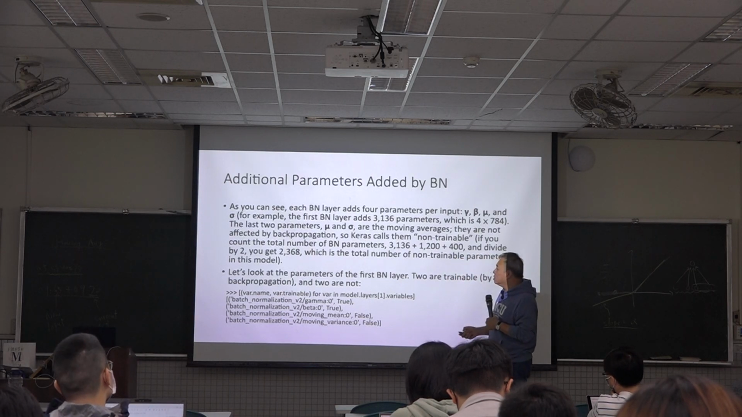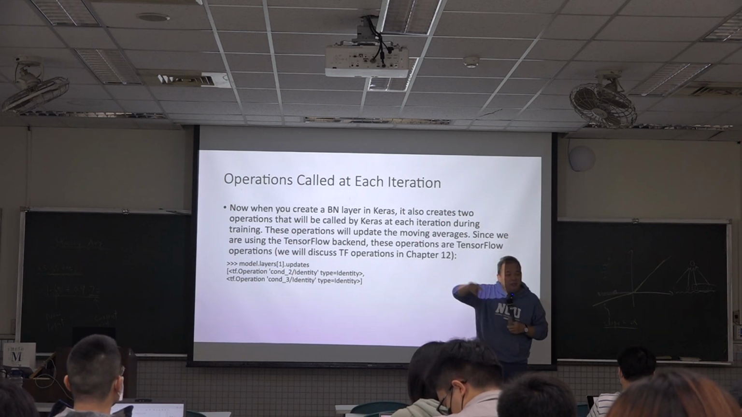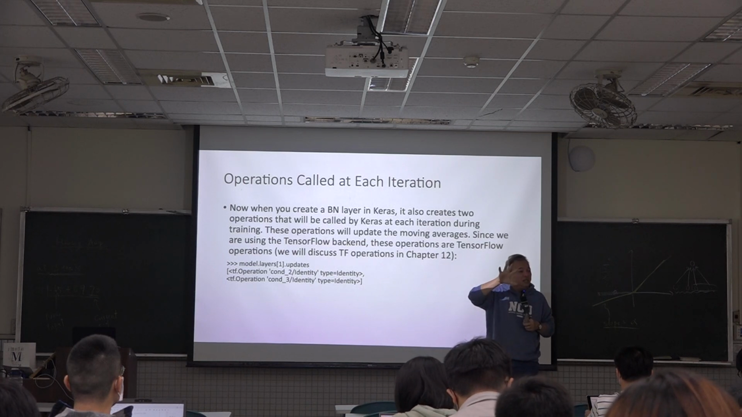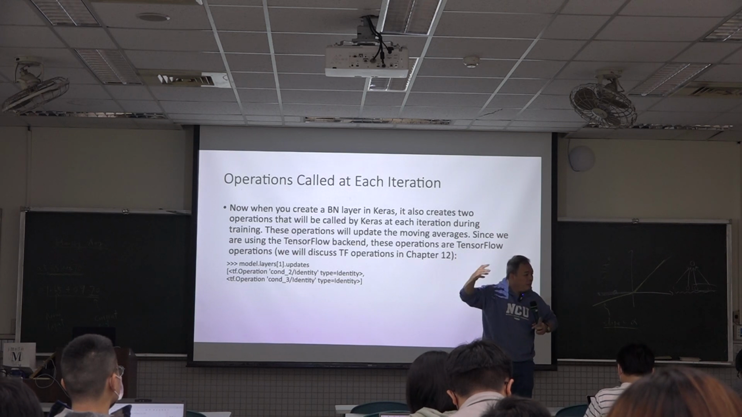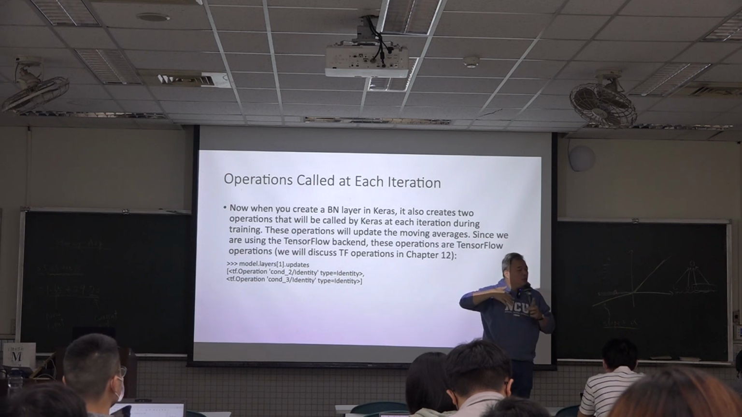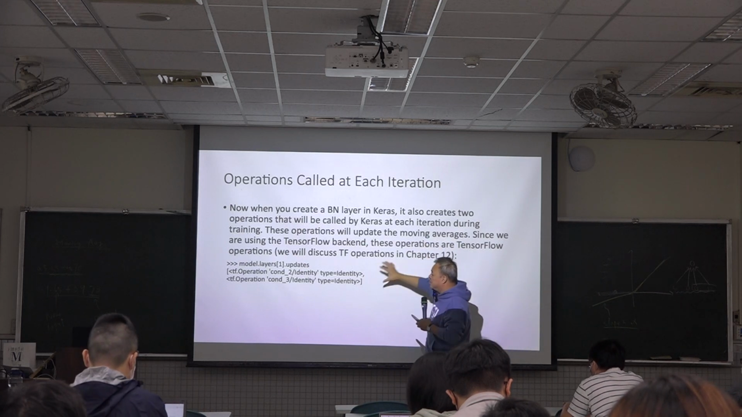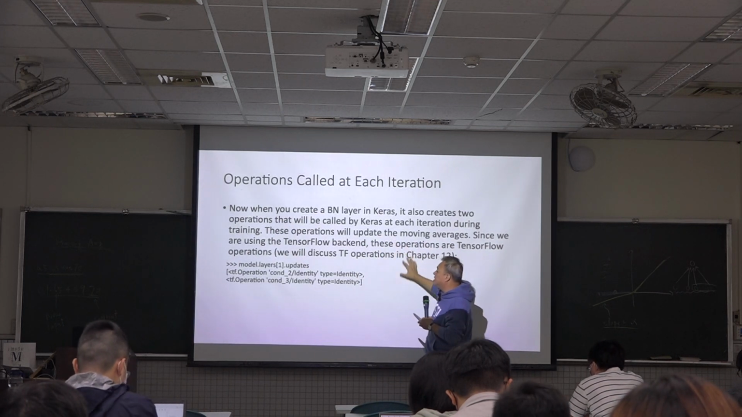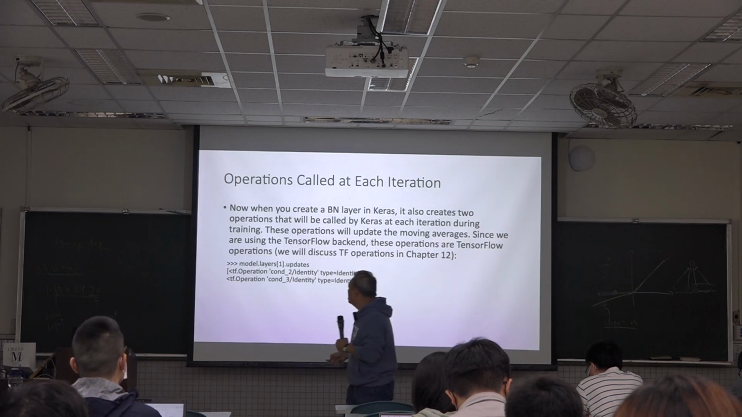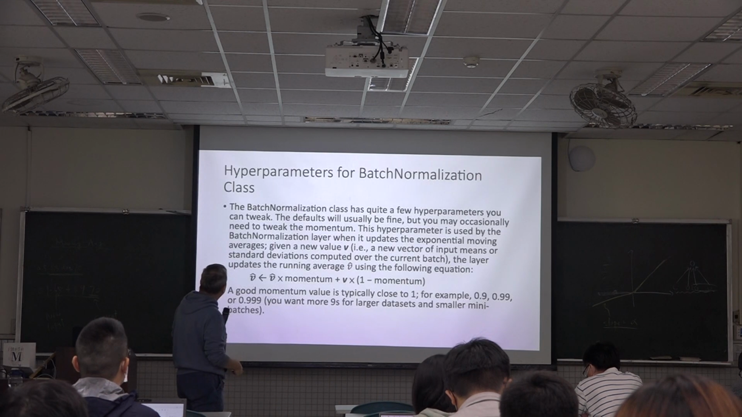Also, we have additional operations for each mini batch, because remember we need to estimate the average and the standard deviation for the whole data set. Remember I just mentioned those moving average concepts, right? So for each batch, we need to do additional computation, which is presented here. So I already finished this part.